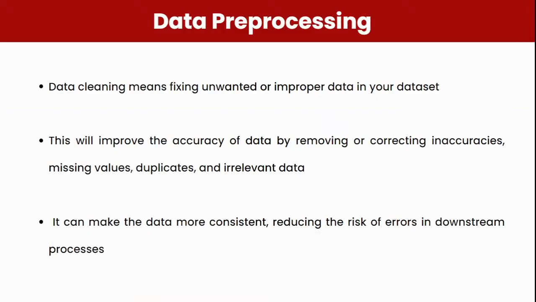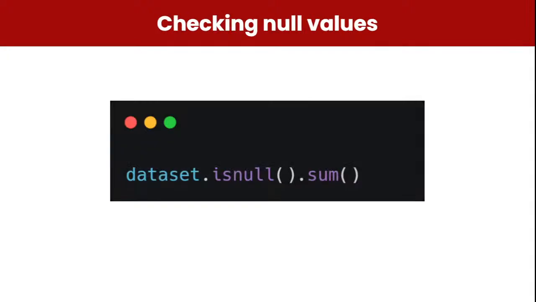So starting with data pre-processing, or data cleaning, they both have the same meaning, which is nothing but fixing unwanted or improper data in your data set. This will improve the accuracy of data by removing or correcting inaccuracies, missing values, duplicates and irrelevant data. And it can make the data more consistent and reduce the risk of errors in downstream processes.